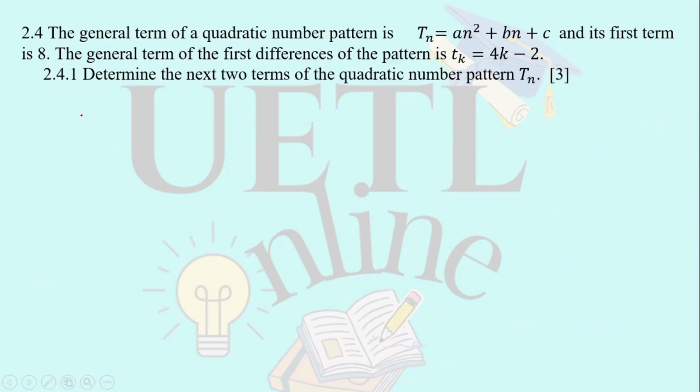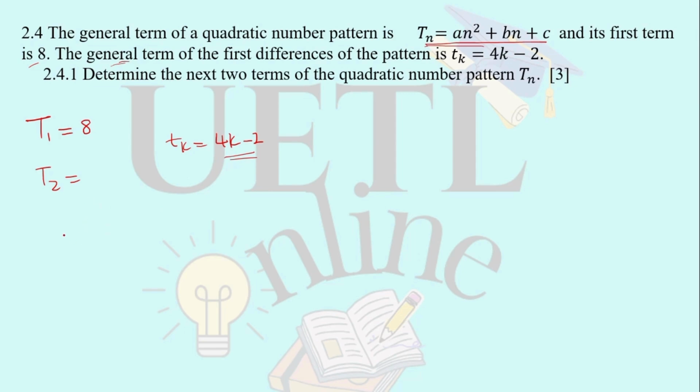Let's go on to the next question. The general term of a quadratic number pattern is given by, we already know this equation. It is the general term of a quadratic number pattern, a quadratic equation. Its first term is 8, so T1 is equal to 8. Then the general term of the first difference is represented by T(k+1) minus T(k), which is equal to 4k minus 2. Determine the next two terms of the quadratic number pattern. We just have to know that T2 minus T1 is going to give us this one. Our duty is just to substitute this one.